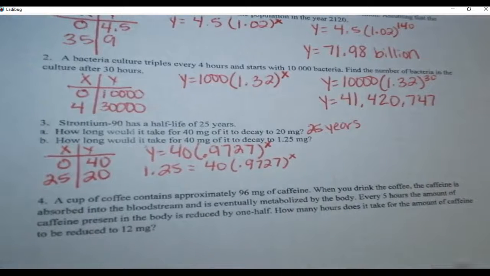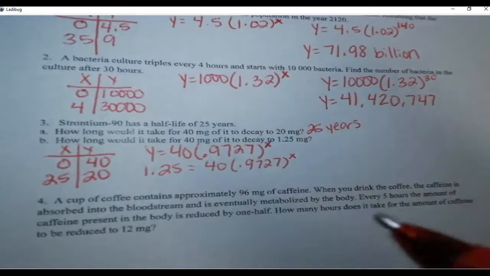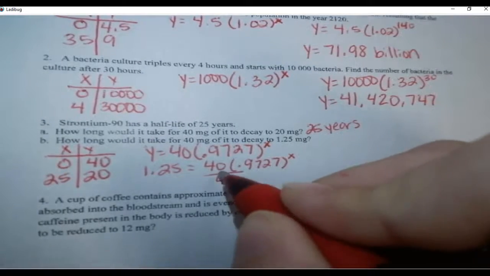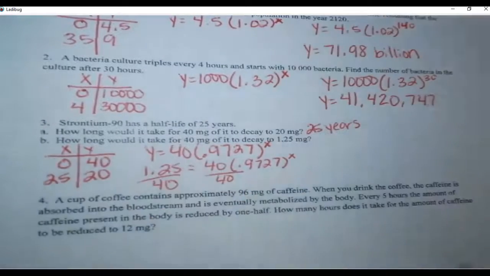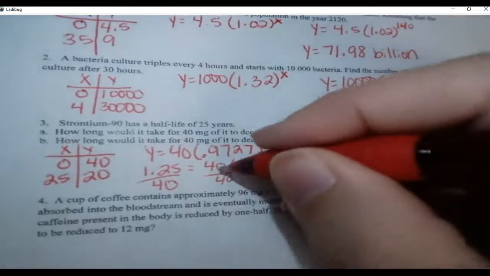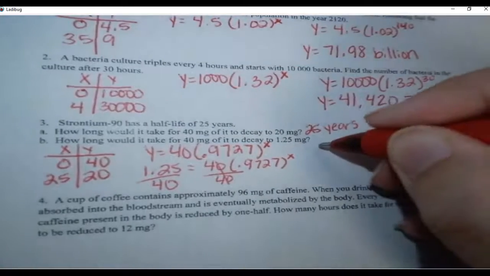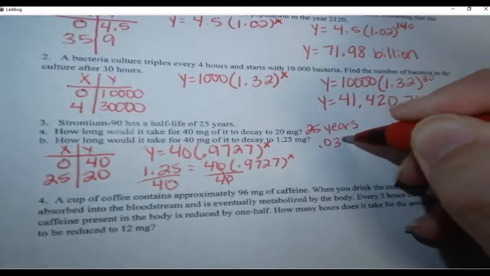Okay. So now this one is like what we did yesterday. So we'll have to get the exponential by itself and change it to log form. And just like yesterday, our first step is we want to divide. So divide by 40. So that gives us 0.03125.